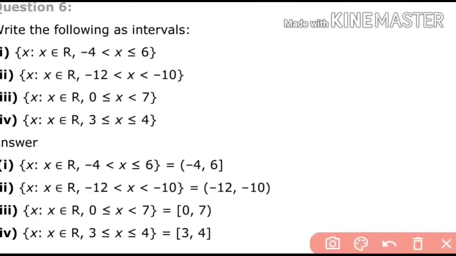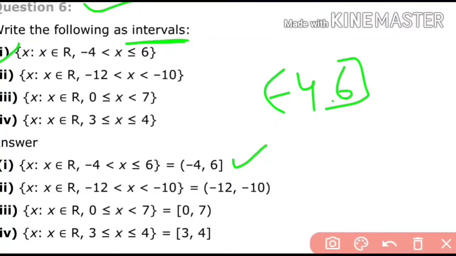Now question number 6, we have to write in the form of interval. Look here, these are given in set builder form and you have to write them in interval form. The first question is: x such that x belongs to R, real numbers, and x is greater than -4 and less than or equal to 6. You write this interval in this format. It is open from the left hand side and closed from the right hand side. So you write an open bracket, and a closed bracket, with -4 and 6.